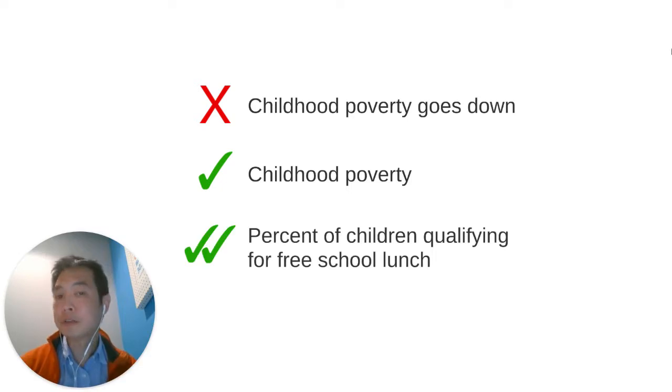Now, an even better Elephant Builder node is percent of children qualifying for free school lunch. That probably wouldn't fit in this space, but you have to use abbreviations. But still, it's unambiguous. Different people looking at this node would know not only what it means, but also how to measure it, how to tell whether it has gone up or down.